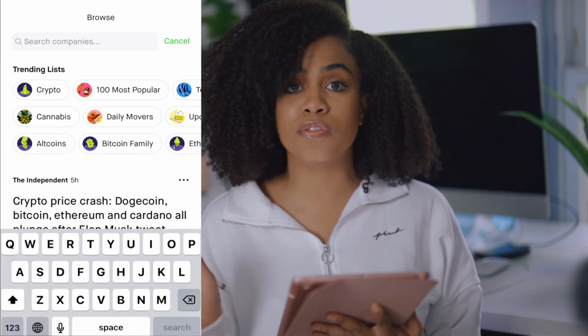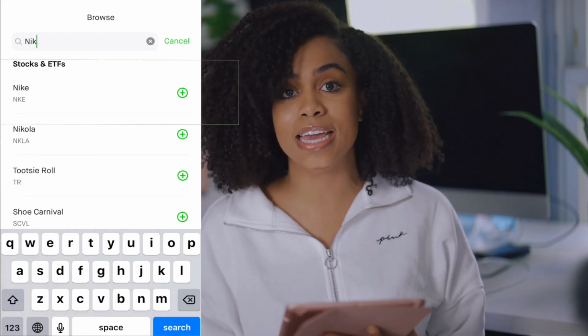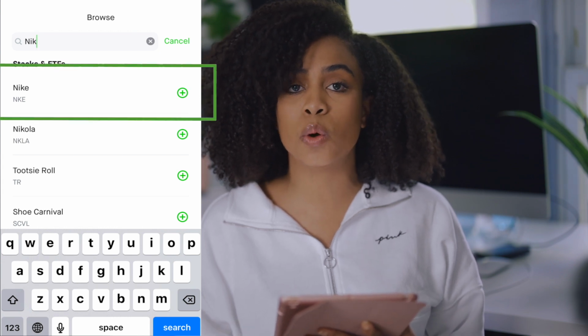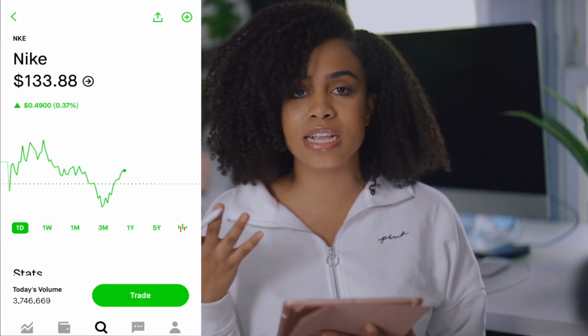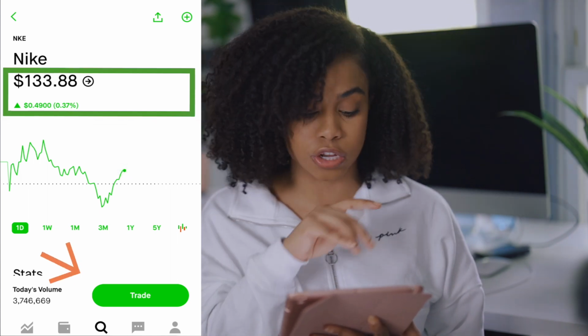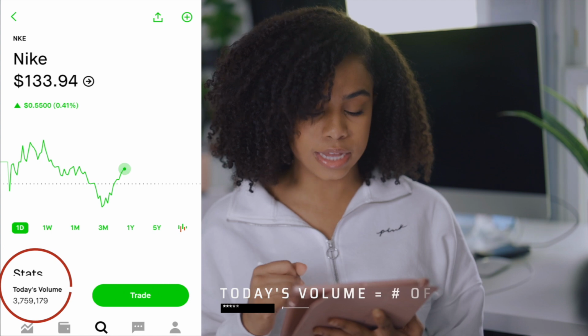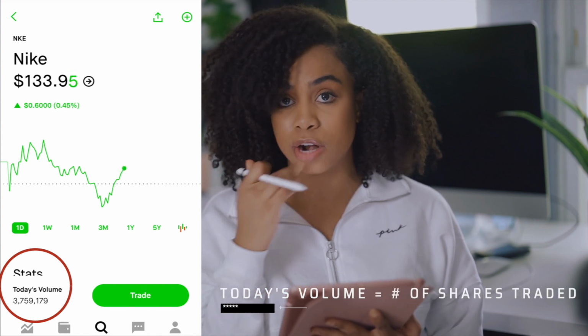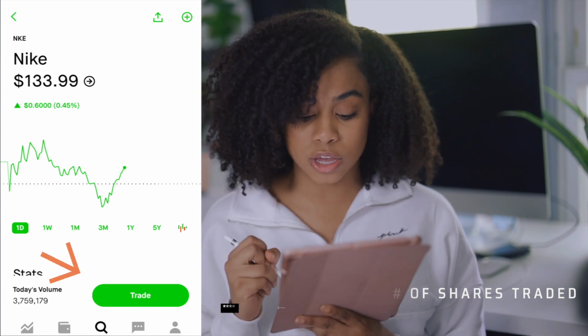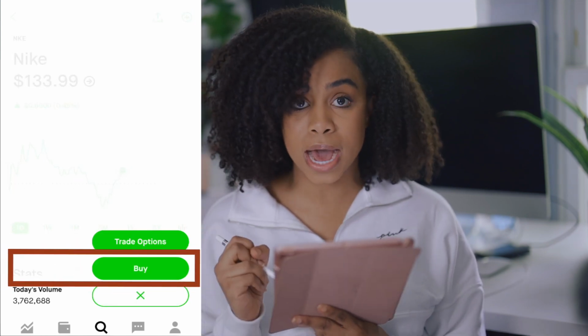So the ticker symbol for Nike is NKE, and what a ticker symbol is, is just an abbreviation for a publicly traded stock. Just think of it as an abbreviation. So Nike is currently at $133. Right now it's saying today's volume, which is the amount of people that are currently trading in and out of this stock. So if I want to purchase Nike, I go to trade, hit the buy button.